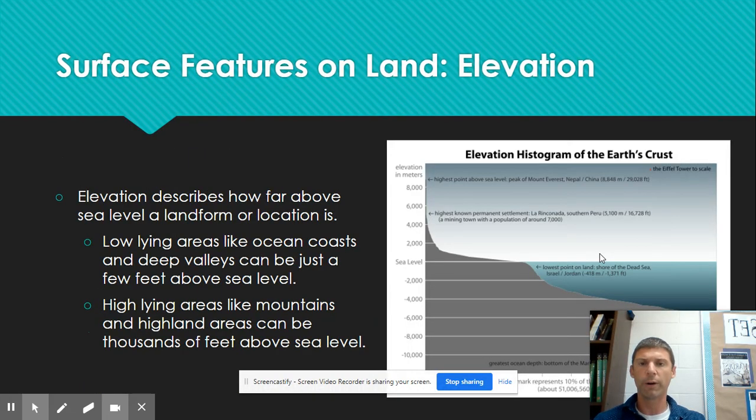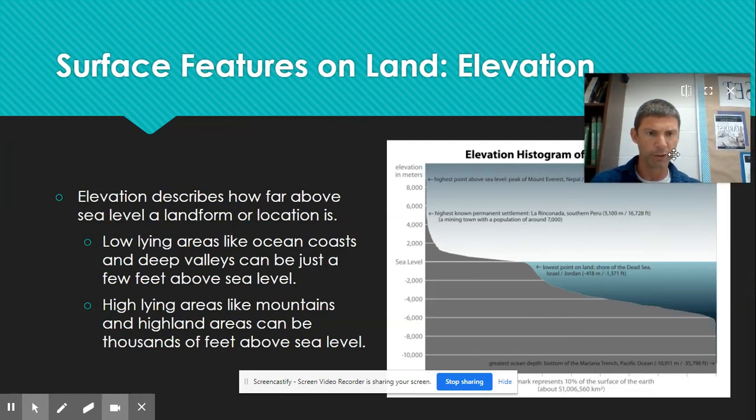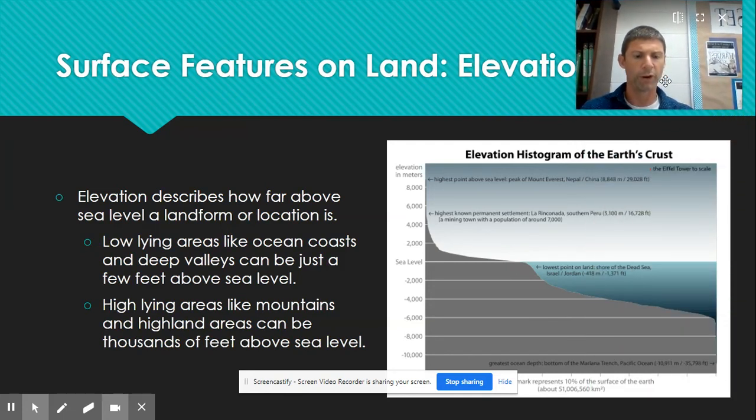Lesson 3 here, try to go fairly quick to finish this up. Elevation describes how far above the earth you are. And if I can move this out of the way, you can see this. This one doesn't show up very well. Maybe it's on the next slide.